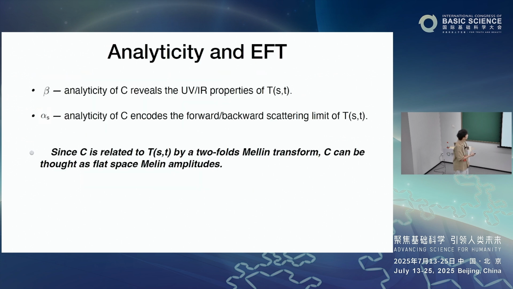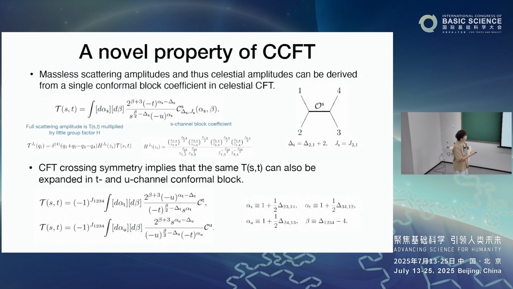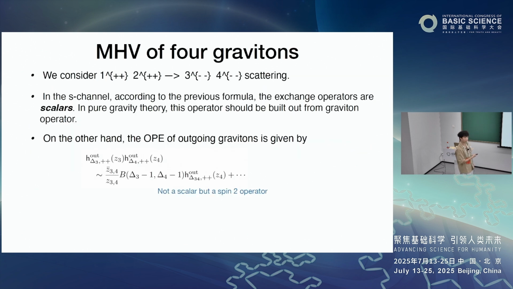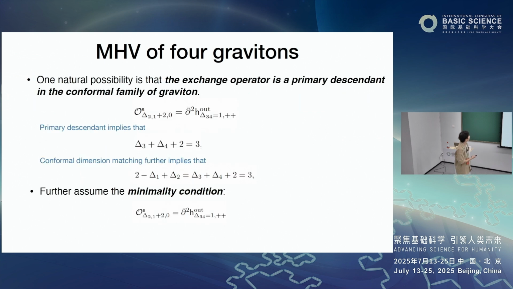But using this formula, the exchange operator should be J2 minus J1. Now J2 and J1 are both 2, so JS should be 0, which means we should have the exchange operator of a scalar. But now this operator is a spin 2. So how do we get that scalar, because now we just know the OPE coefficient of spin 2? Okay, so this reaches our key point of the reconstruction.